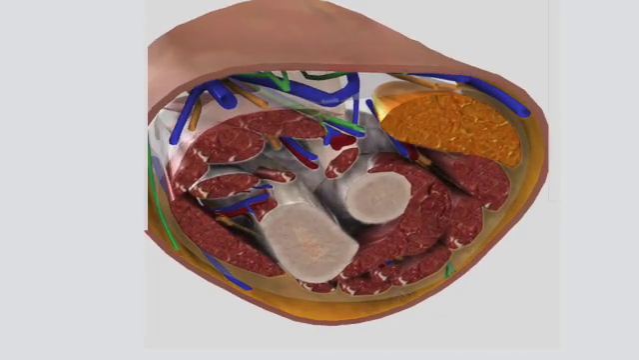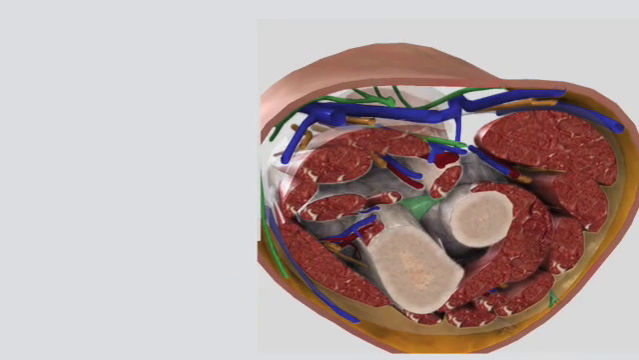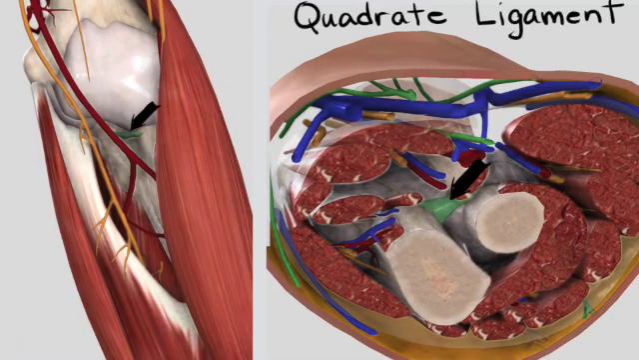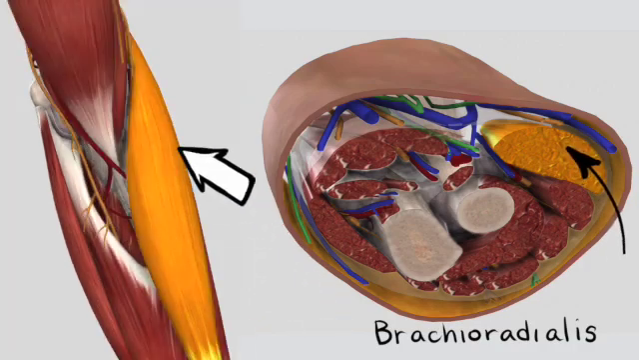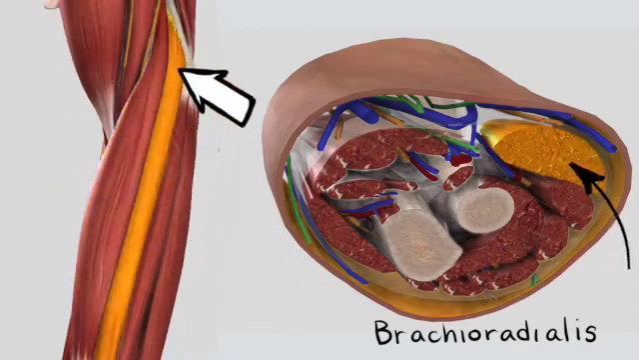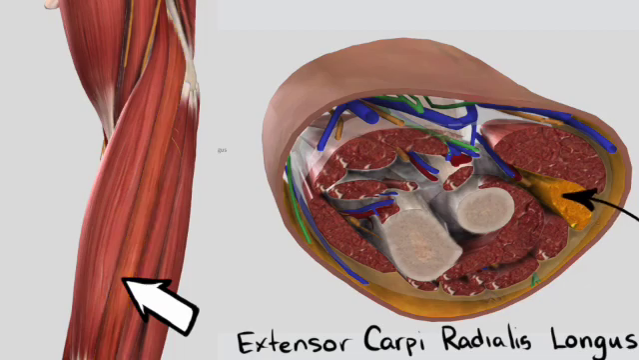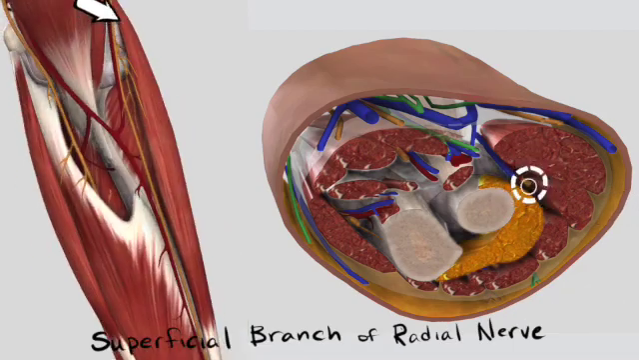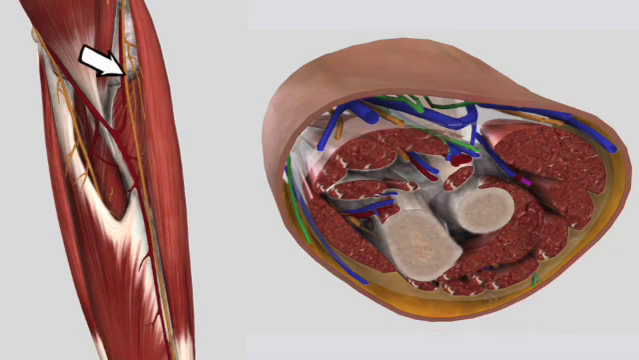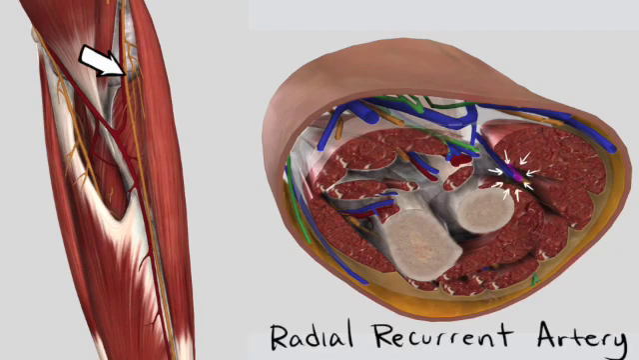This section is a cut just distal to the quadrate ligament. At this location, the following anatomic relations are present. The brachioradialis is anterior or superficial to the extensor carpi radialis longus and the supinator. The superficial branch of the radial nerve and the radial recurrent artery lie between the brachioradialis and the supinator muscle.